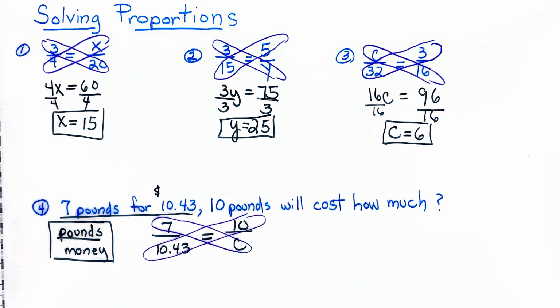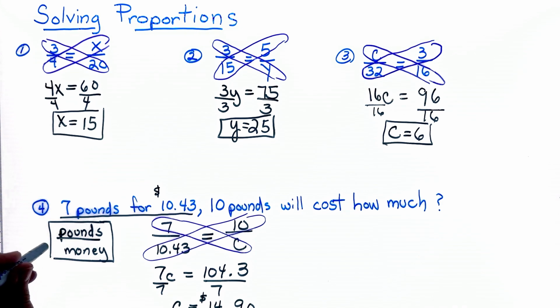So as I'm working this problem, again, I will still use my butterfly or my big times sign. And I see that I have 7C is equal to 104.3. Now I will go ahead and get my variable alone by dividing by 7. And the cost for 10 pounds, because that's what our proportion was set up to solve, is $14.90. Again, whenever you have a word problem, I highly suggest to set up your word box so you remember what order you need to write your numbers in.